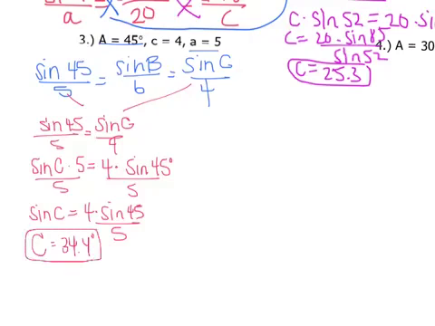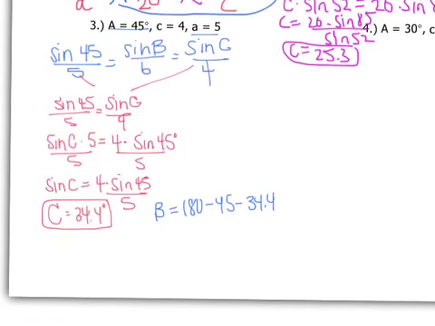At that point, once you know two angle measures, you can go back to just subtracting that 34.4 and the 45 degrees from 180 to get the measure of angle B. So at that point, it goes a little bit quicker. And for angle B, that comes out to be 100.6 degrees.